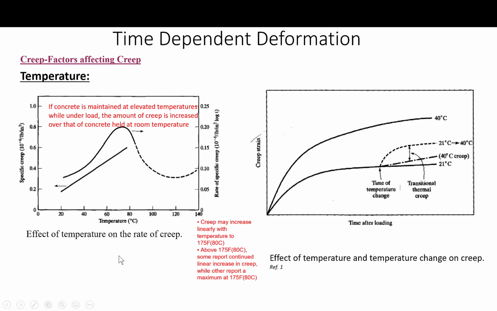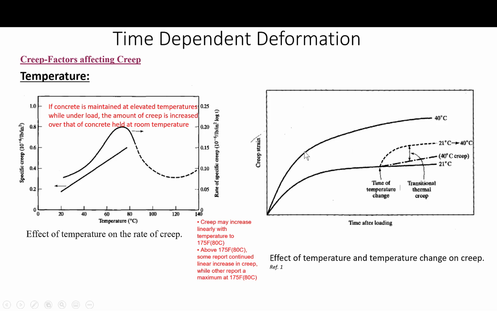But the reason for these conflicts in data and the existence of a rate of maximum really is not clear. Although creep develops faster at higher temperatures, the long-term creep should be lower due to aging. And again, as I explained in the previous slide, if temperature increases occur while concrete is under load, an additional creep strain component has been observed that has been called transitional thermal creep, as you can see in this figure right here.